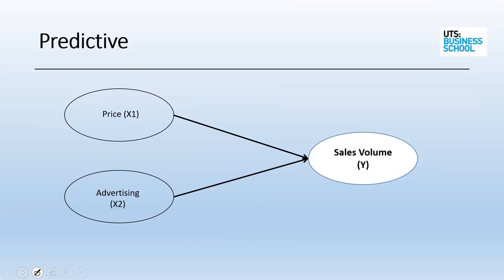Next is predictive. Now, in predictive, we are trying to see that, all right, I've understood that if I reduce the price, the sales are going to increase. That hypothesis is confirmed. However, by how much should I reduce the price? Should I reduce it by 1% or by 2%? I'm trying to predict what will be the impact on sales volume. And that is what we call predictive analytics.